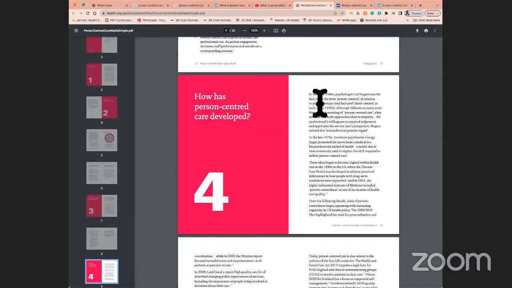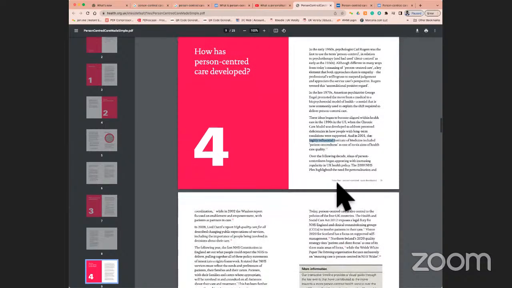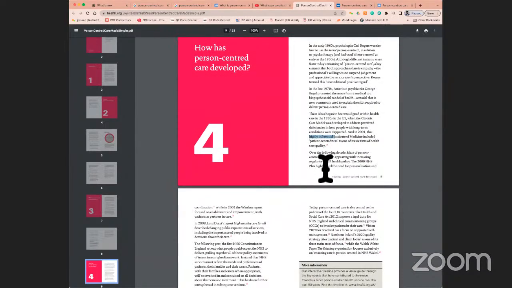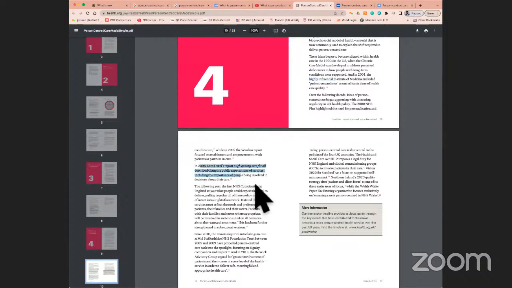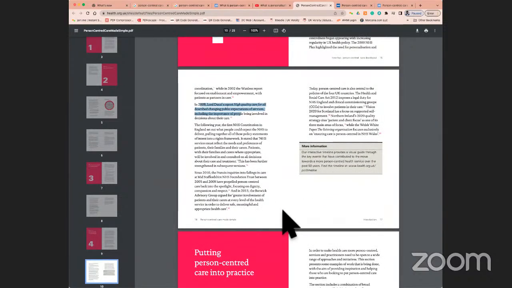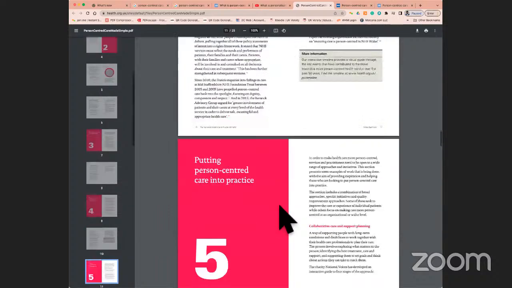So in terms of the background, Carl Rogers, introduction by the Institute of Medicine, and then adoption of this particular approach in the NHS in the early 2000s, the Lord Darzi report, and then finally this becoming part and parcel of the NHS Act of 2010.